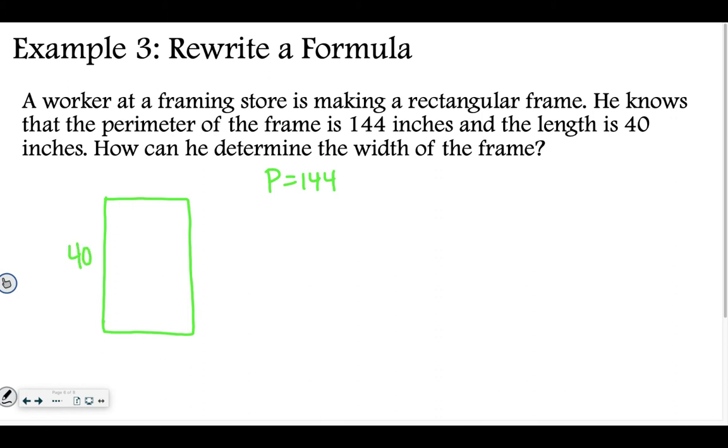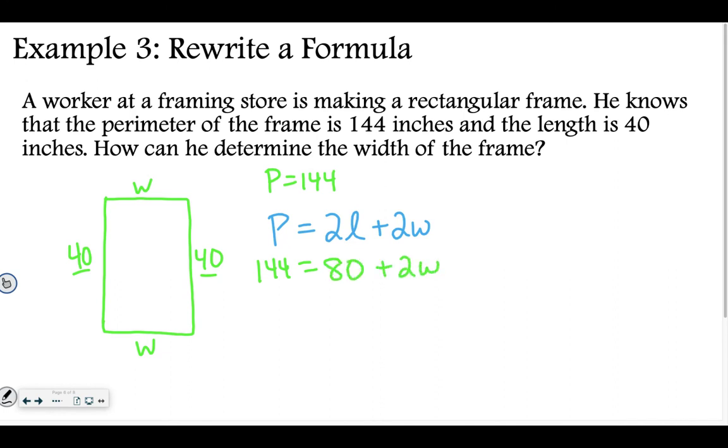So I'm going to label that both lengths, because there are two lengths, right? And I want to figure out the width. I see that there are two sides, and I still need to figure out what that length is. So the perimeter always equals 2 times the length, because there's two lengths, plus 2 widths. So I'm going to replace P with 144. 2L, that would be 2 times 40, which is just 80, plus 2W.